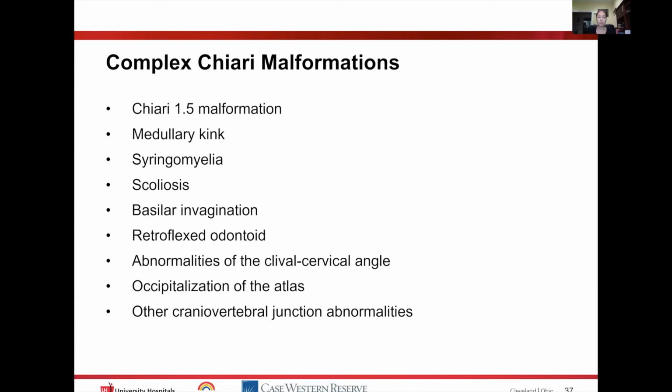We do know that syrinxes and scoliosis contribute. If they have any sort of basilar invagination, that retroflexion of the odontoid process, if they have any abnormalities of their clivocervical angle, the occipitalization of the atlas, and these other craniovertebral junction abnormalities. So these all kind of fell into this complex Chiari malformation group.